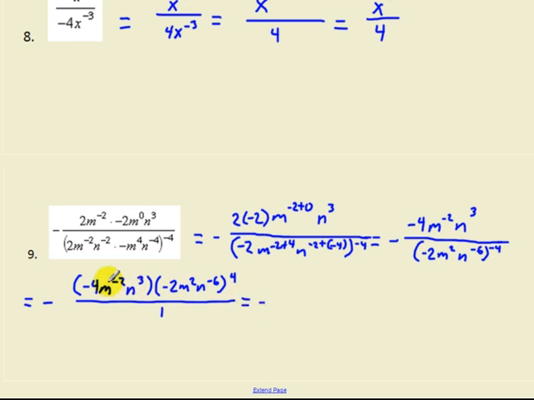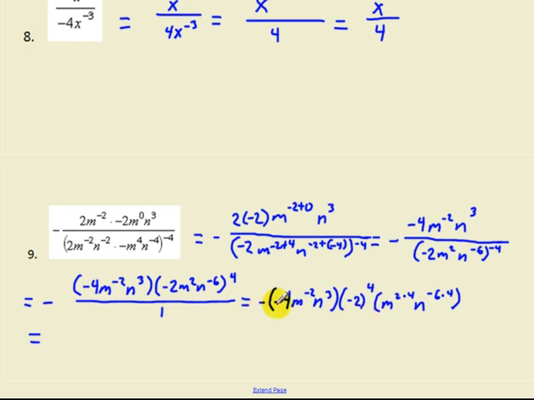Okay, now let's apply this exponent of 4 to this term inside parentheses. So this is equal to negative, and we have negative 4 m to the negative 2 n cubed. So we have negative 2 to the 4th power, and remember we want that negative 2 inside parentheses. That's going to end up being positive. And then we have m to the 2 times 4 power, n to the negative 6 times 4 power. Okay, so this is looking lovely, isn't it? Alright, so now I'm going to go ahead and take care of this.